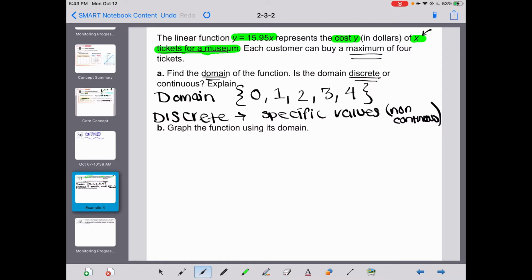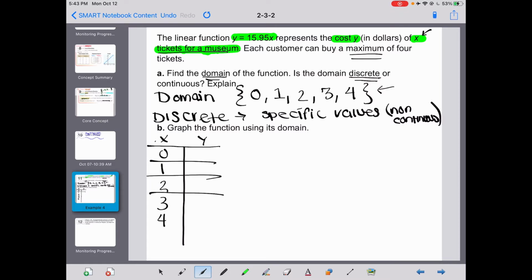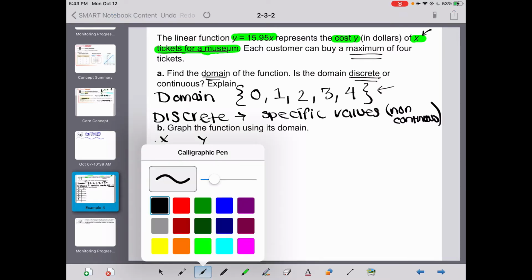Then it says graph the function using its domain. Well, the domain only gave us x values. So in order to graph a function, we need coordinates with x and y values. So we need to plug in each of these domain values to get the output, the range values. I suggest you make a table with x and y values. So we know the domain is 0, 1, 2, 3, 4. And we want to find the y values.